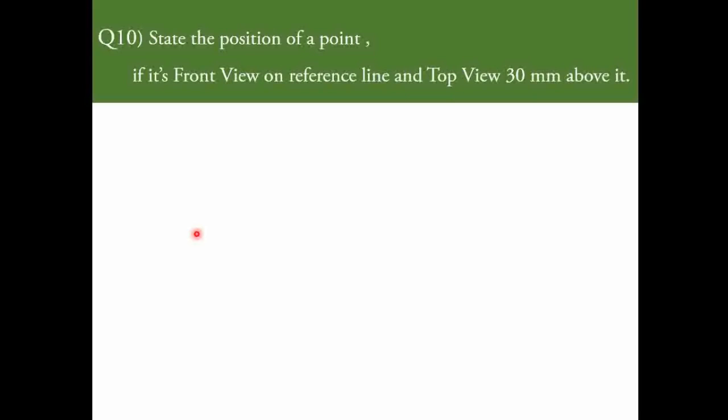Question number 10. State the position of a point. As per the condition, we have to mention the position of the point. If its front view is on the reference line and top view 30 mm above it, means front view is on the reference line and top view is above it, 30 mm above it. Okay, so what is the position of the point? Just have a look at the options.